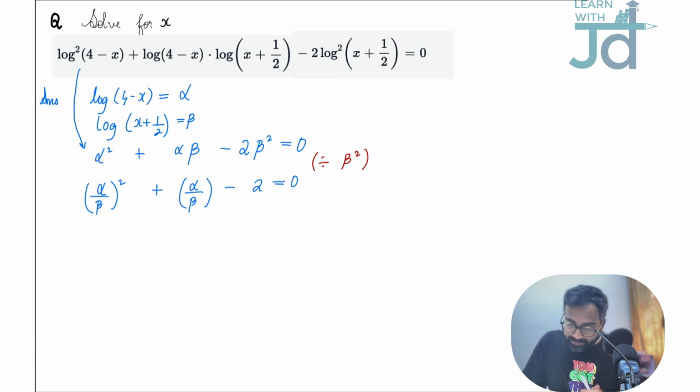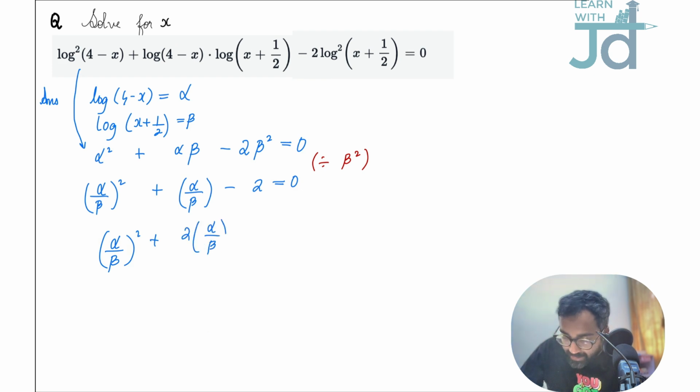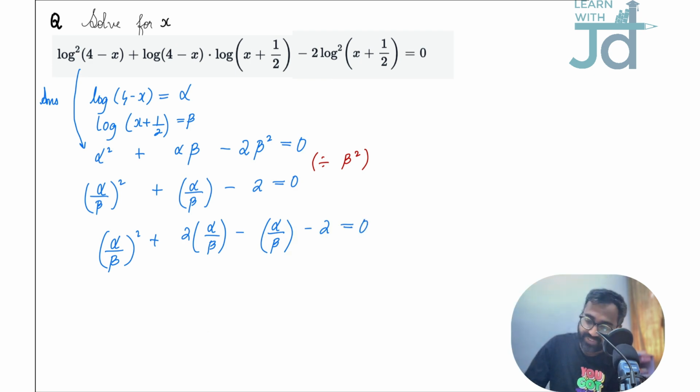Okay. Now this is a quadratic equation. You can factorize. It will be easier, or both are almost the same. So now tell me how to factorize this. This is minus 2, so you can split it like this: (alpha by beta) whole square plus 2 times alpha by beta minus alpha by beta minus 2. This is taking longer, so factorize it right here, no problem.